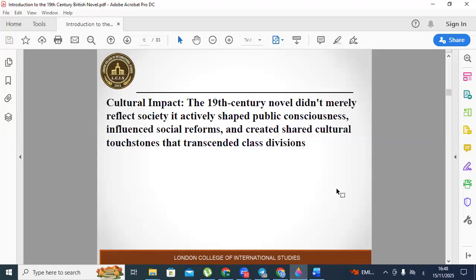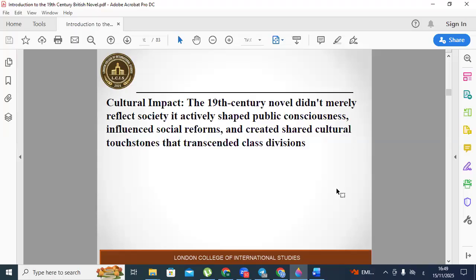Consider Dickens' influence on social reforms. His novels exposing workhouse conditions, child labor, and urban poverty didn't just reflect these problems. They mobilized public opinion. Politicians read Dickens, reformers cited his novels, and his depiction of social problems created empathy and urgency that dry reports couldn't match.